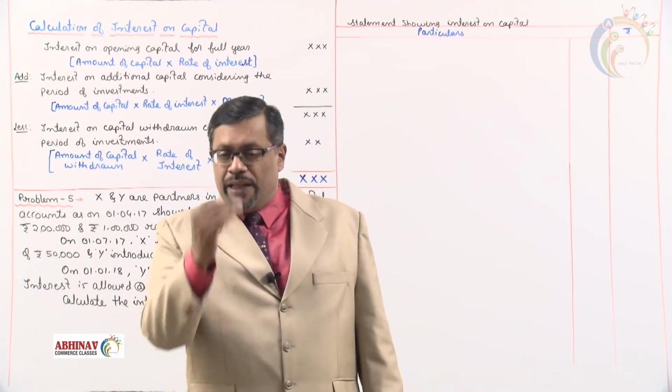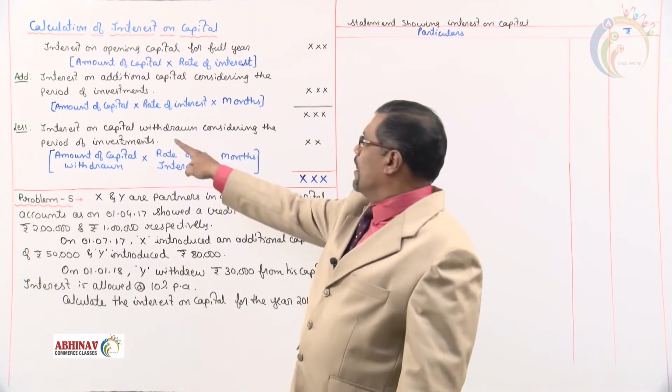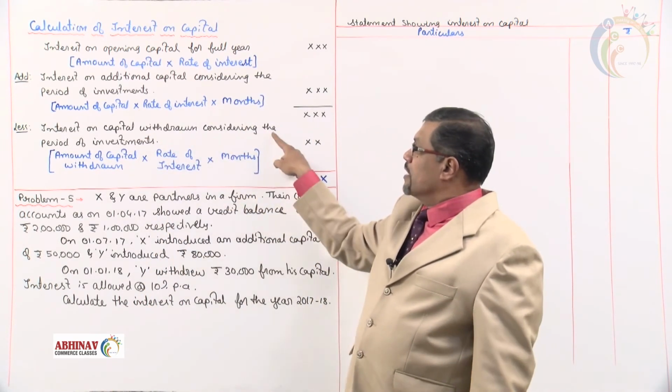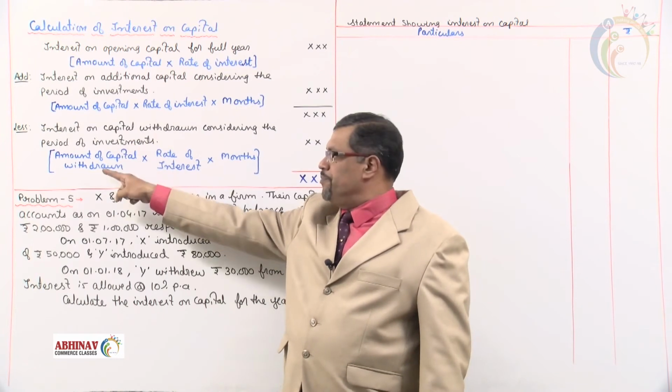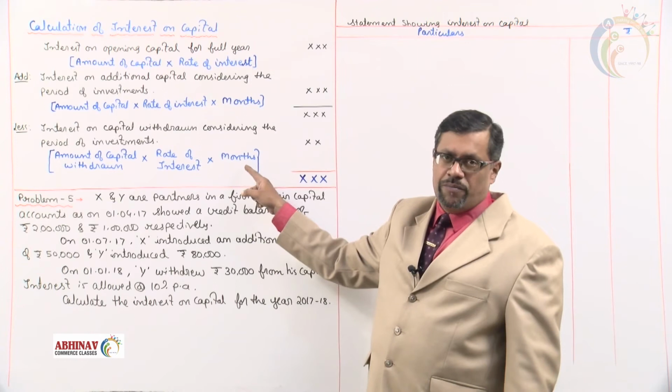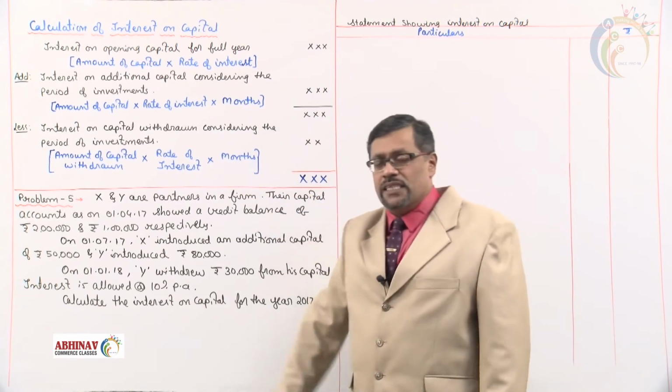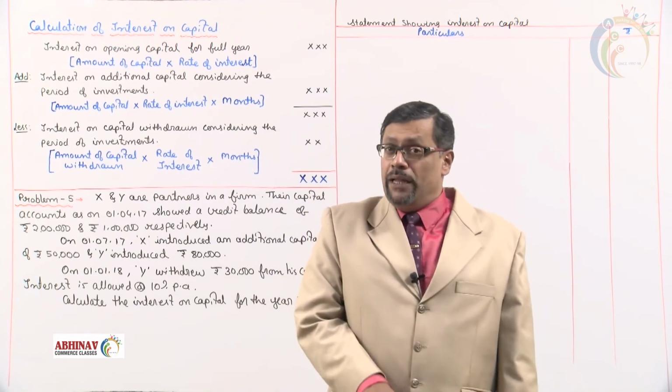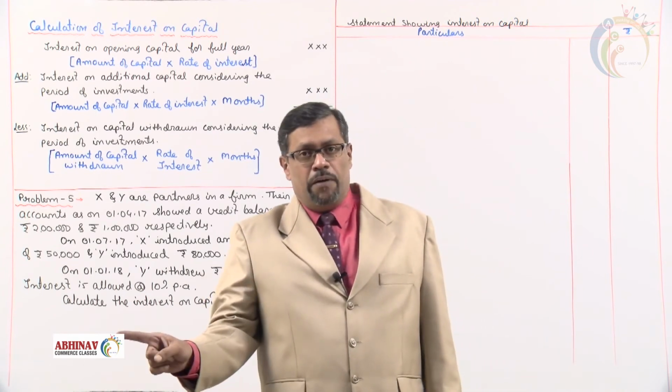When you withdraw the capital, that much interest will be deducted. Less interest on capital withdrawn, considering again the period of investment: amount of capital withdrawn into the rate of interest into the number of months. When you deduct this, you get the final interest payable by the partnership firm to the partners.